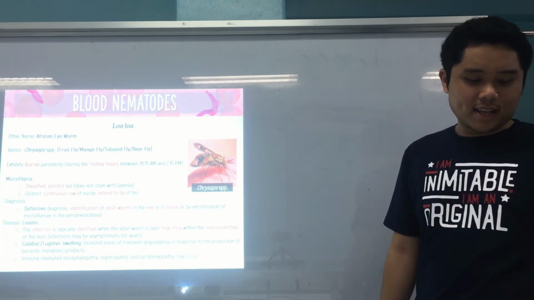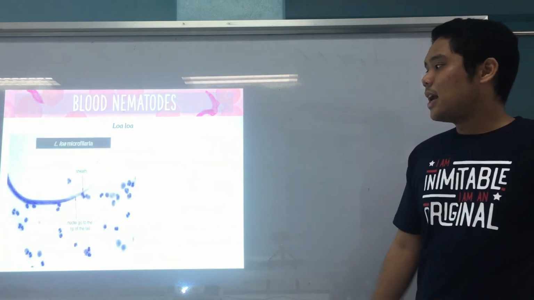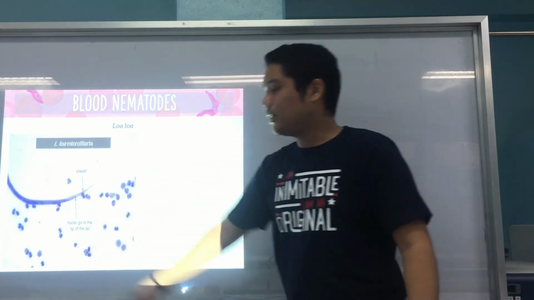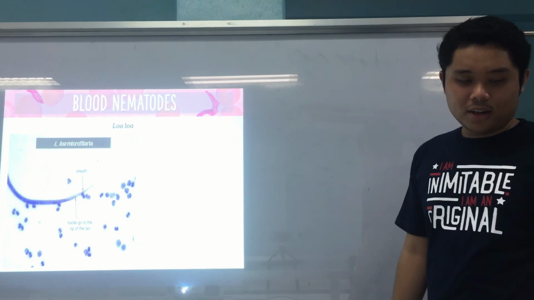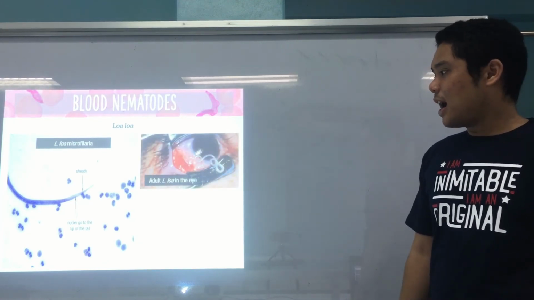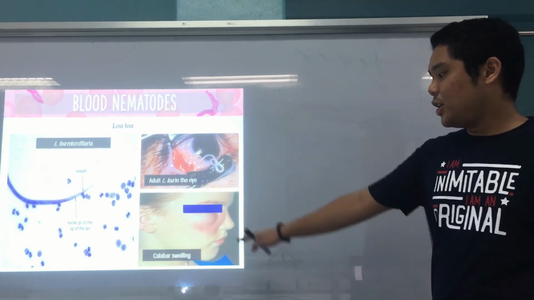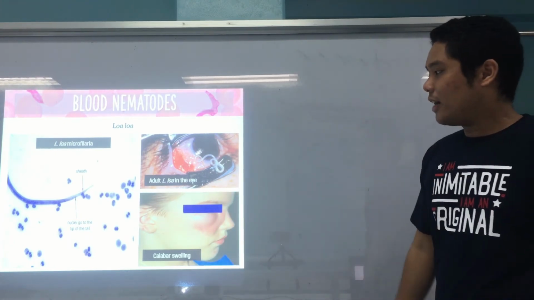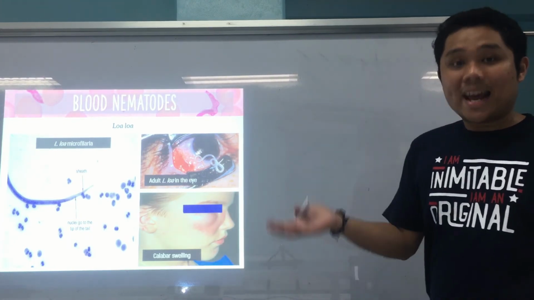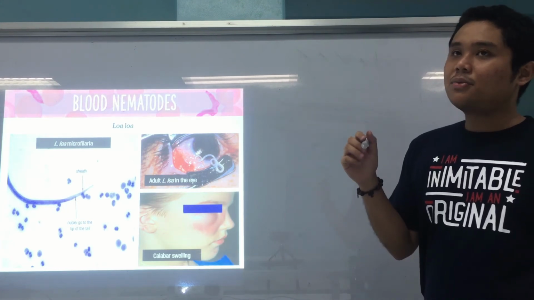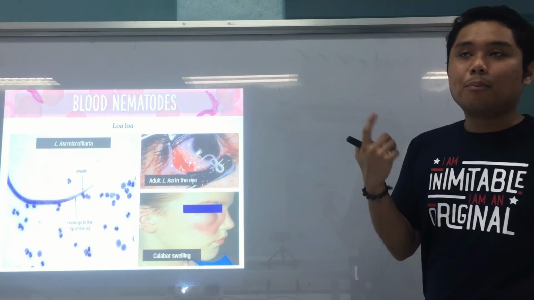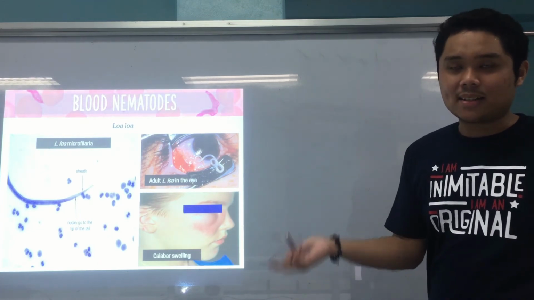Here's an example of Loa. As you can see, it's sheathed, and the nuclei go until the tip of the tail. And this is an example of an adult Loa in the eye, and you have Calabar swelling. As you can see, there is swelling. Loa doesn't cause blindness. It's just there migrating, just moving there, but it does not really cause blindness.